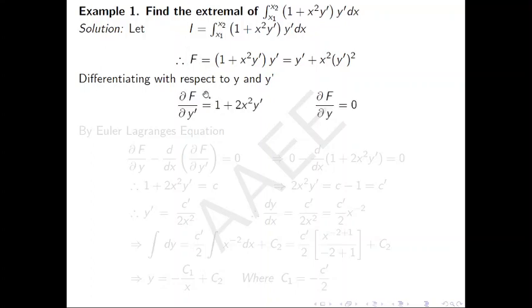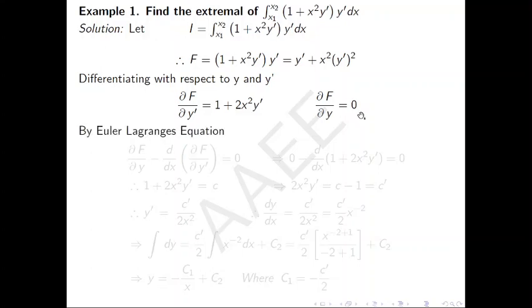So partial differentiation of f with respect to y dash: the derivative of y dash is 1 and the derivative of y dash square is 2y dash. x square will be treated as a constant as far as partial differentiation with respect to y dash is concerned. And since f is free from y, the partial derivative of f with respect to y is equal to 0.